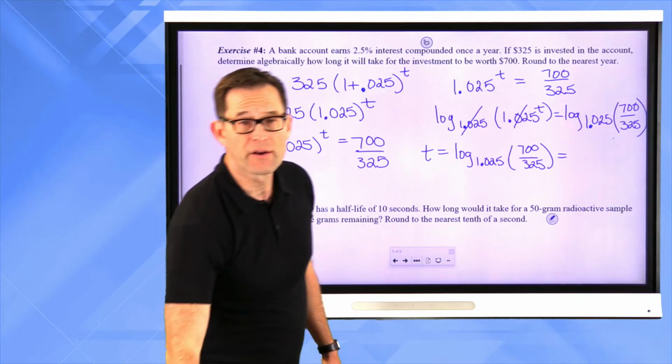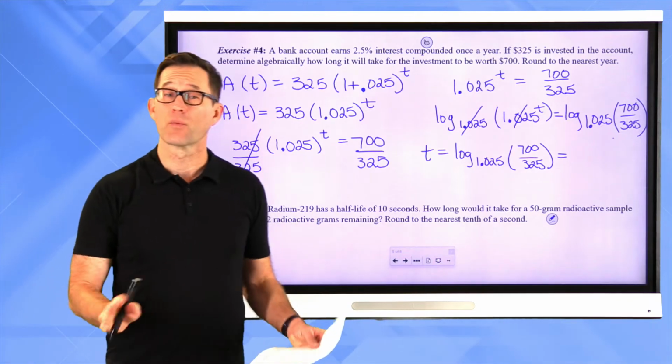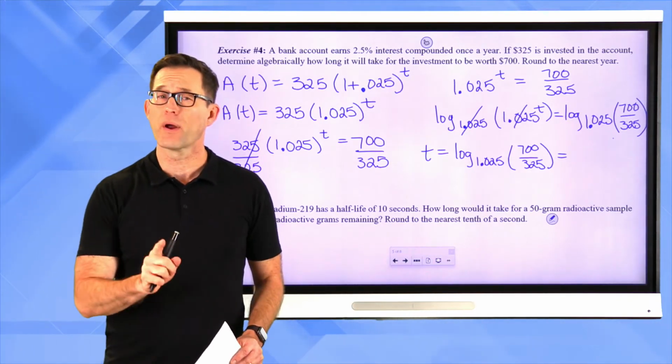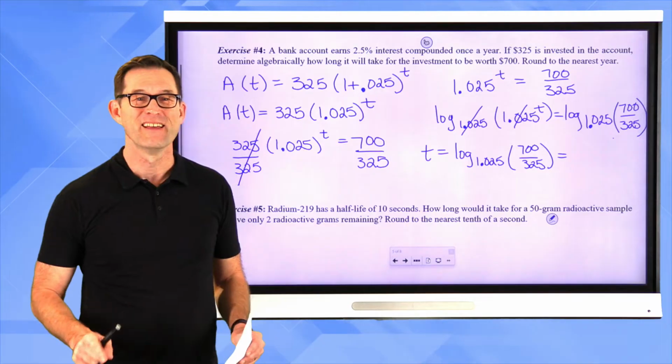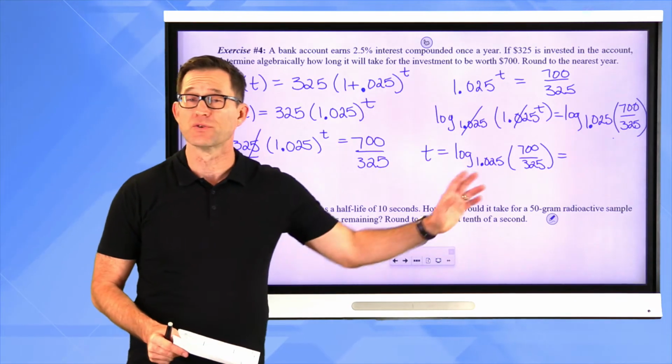I'm going to take the log base 1.025 of both sides, and now t is just going to be equal to that: the log base 1.025 of 700 divided by 325. And if you do that on your calculator, we're going to stop breaking the calculator out for right now; it'll come back out one more time this lesson. But right now we're just going to type that in.